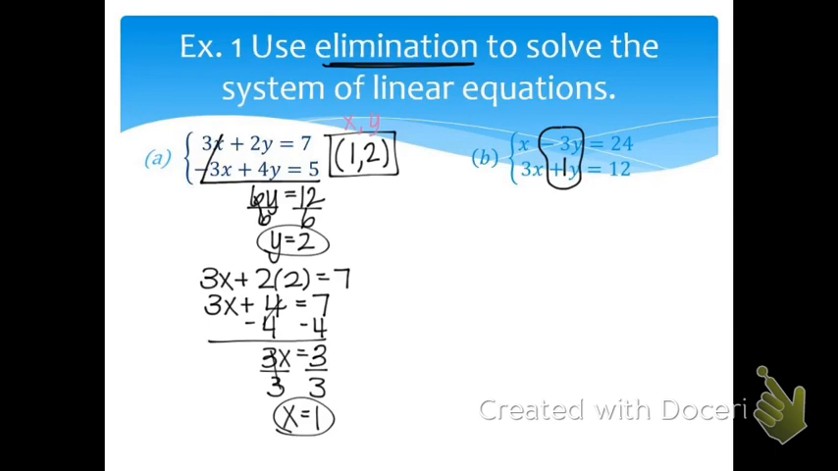3, right? Because I can change 1 to 3. 1 times what will give me 3? 3. So guess what I'm going to multiply the second equation by? A 3. Now the question is, do I have to do anything to the first equation, or does it already have the common multiple? It already has the common multiple. It's already got the 3 that we need. So the first equation does not have to change. So let's just bring it down. X minus 3y equals 24.